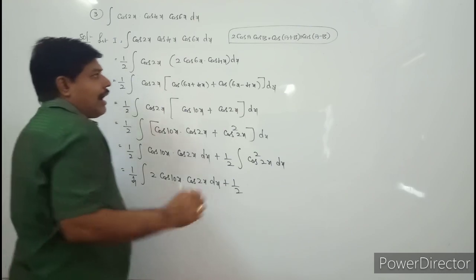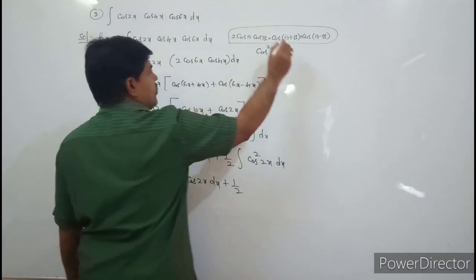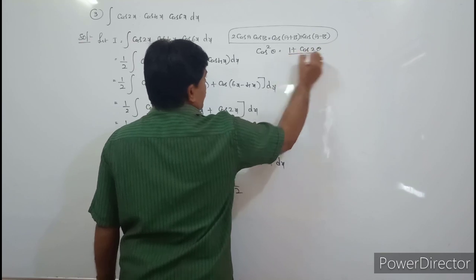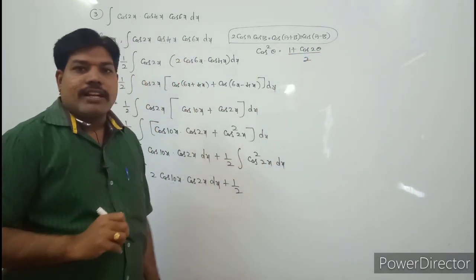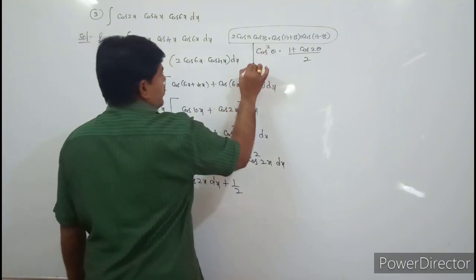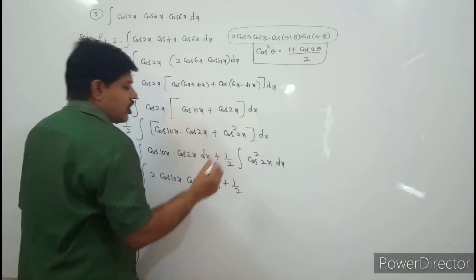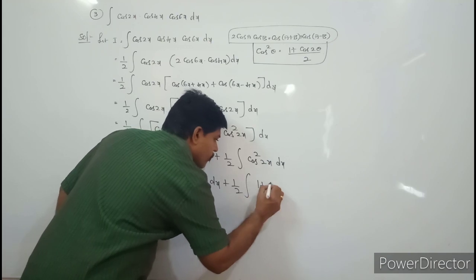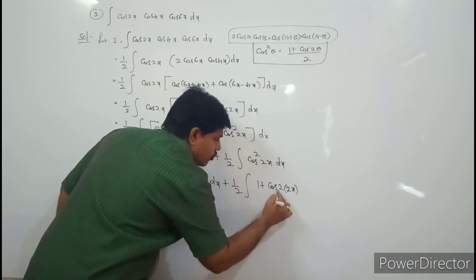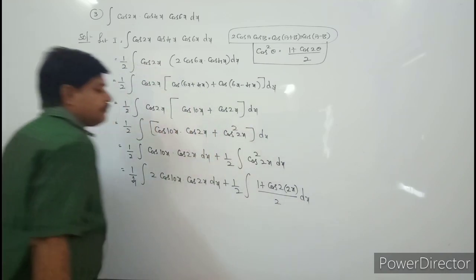the cos square theta formula. What is the cos square theta formula? It is 1 plus cos 2 theta by 2. Apply the formula: cos square theta is equal to 1 plus cos 2 theta by 2. Here cos square 2x is there, so it will become the integral of 1 plus cos 2 into 2x, by 2, into dx.